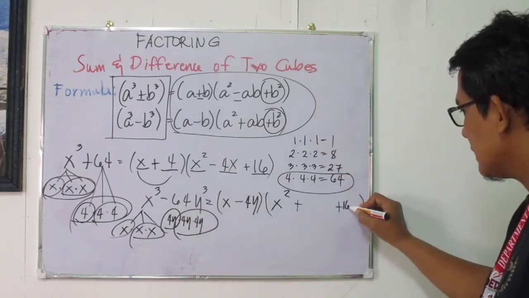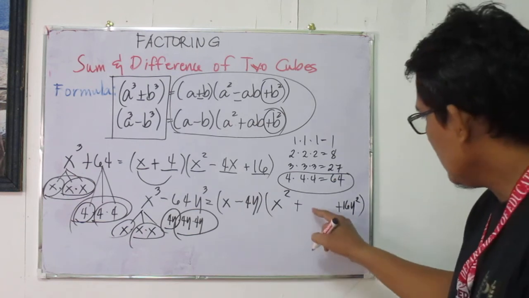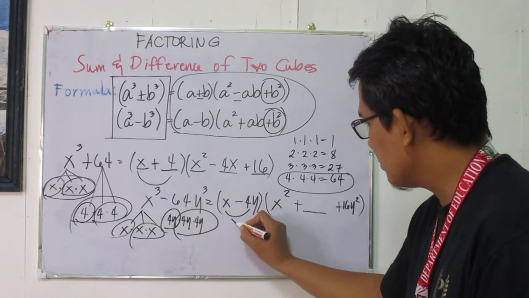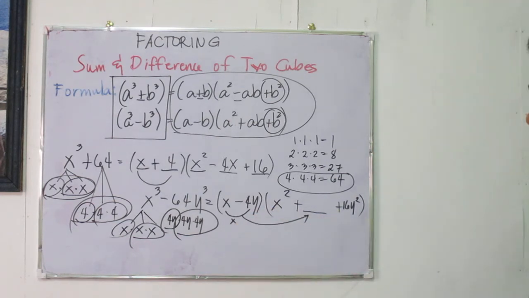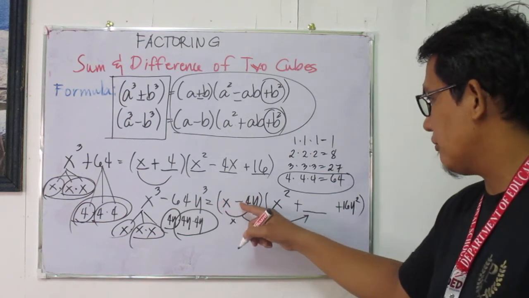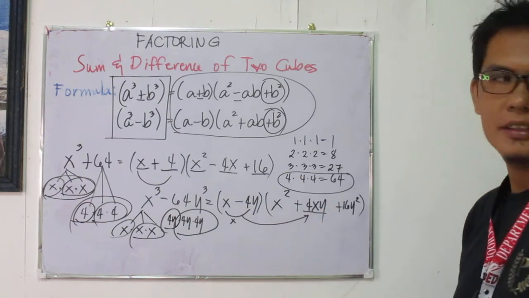That is 16y squared. Then to get our middle term here, just multiply, and the product will be the one that is written on the middle term of the factor trinomial. Multiply x times 4y is 4xy.